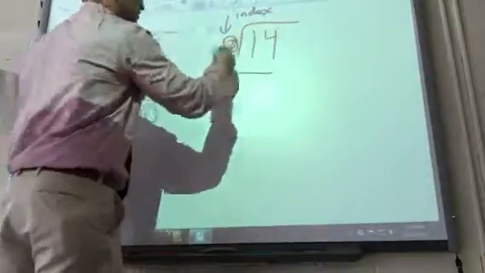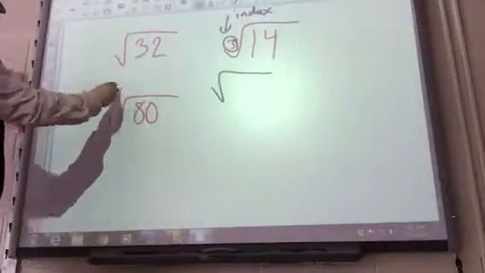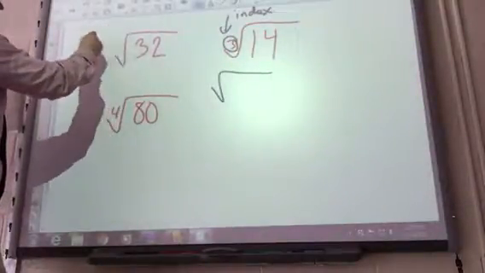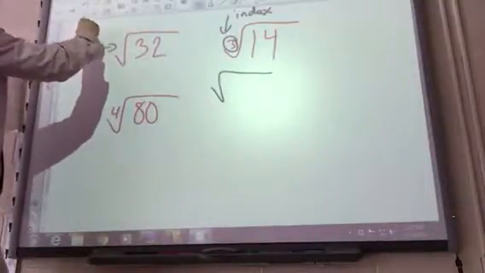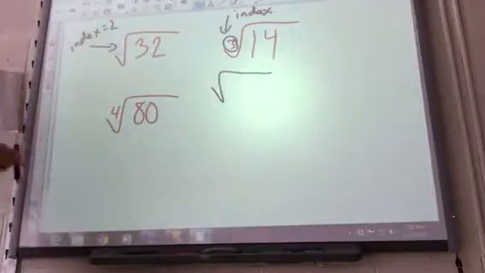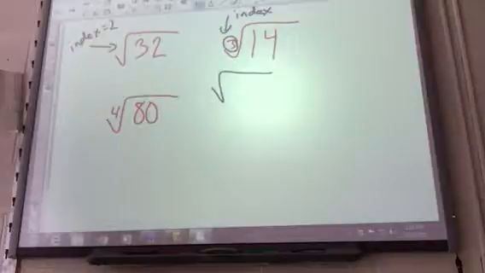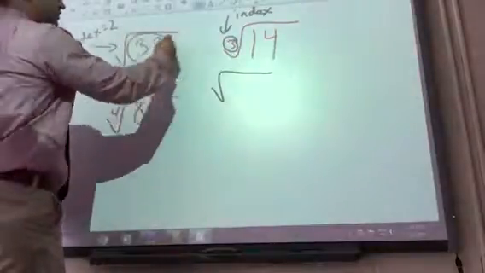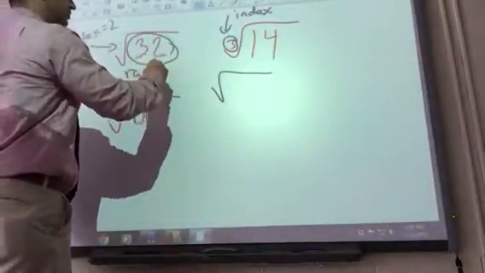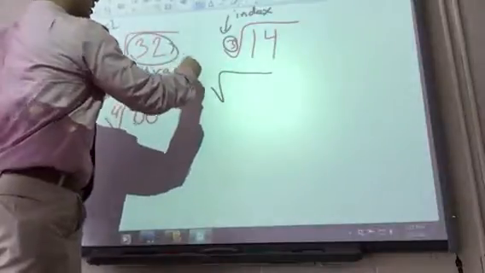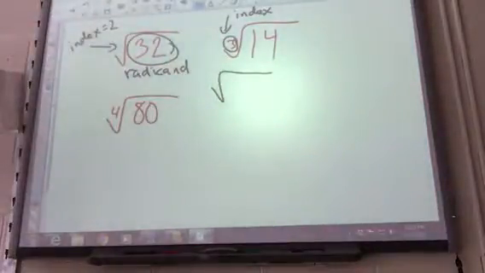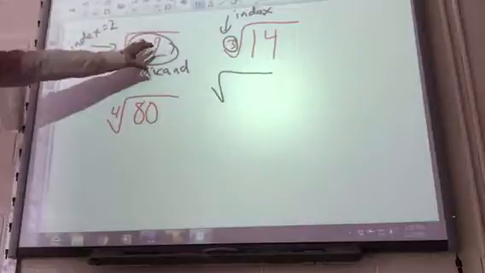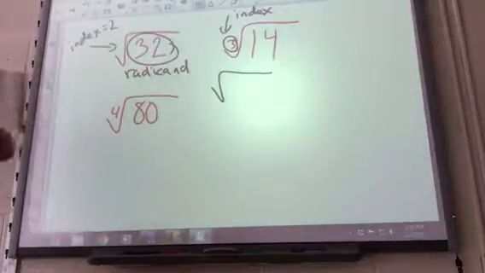In this case, the index is 3. In this case, the index is 4. In this case, when there's nothing there, your index is 2, and that's a square root. That's the one you see the most, probably up until this point. Underneath the radical is what we call the radicand. And what we're going to work on is simplifying radicals, basically the radicand based on the index of the radical.